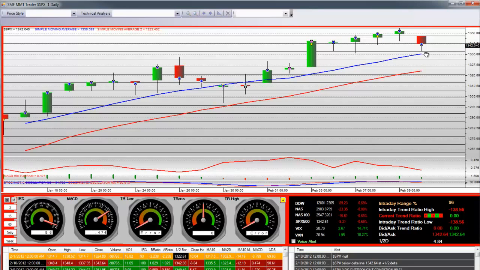Buy the pullbacks and sell the rips. S&P 500 is currently in a bull market stage starting 2012. On the S&P 500, buy the pullback, get in the calls, and sell the rips.